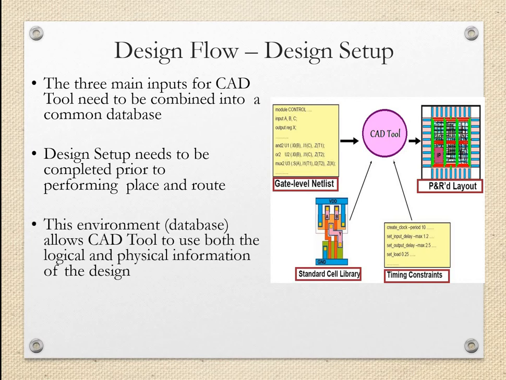This environment or database allows the CAD tool to use both the logical and physical information of the design. Physical information is in the form of a layout. Logical information means the gate level netlist, which is prepared by taking the inputs in the form of a VHDL code or a Verilog code. And the timing constraints are also provided, such as the setup time, hold time, the different delays, propagation delay, and wire or net delay. So all these things are provided to the CAD tool.